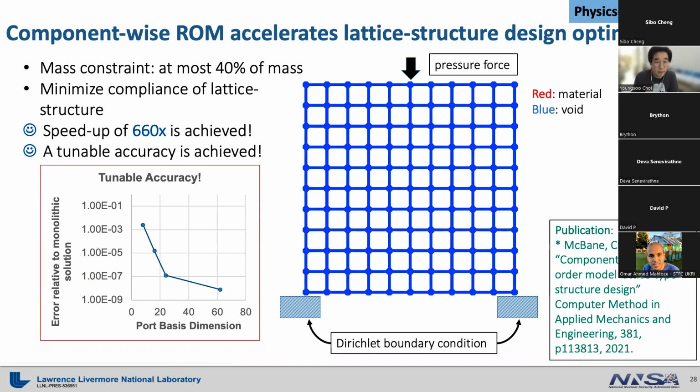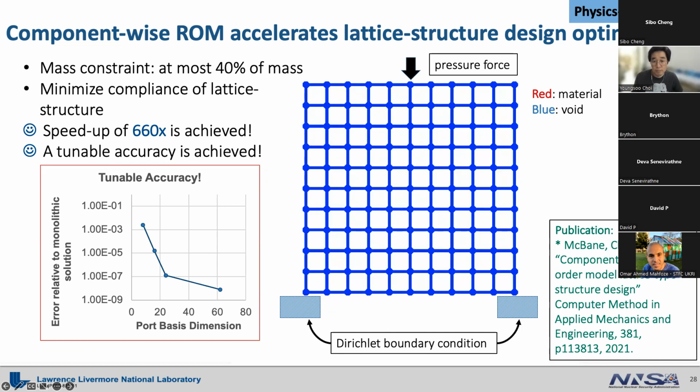For example, let's see. Hopefully the movie is playing. Okay, for example, here is a numerical demonstration for latent lattice structure design using component-wise reduced order model. Here we minimize the compliance, imposing a constraint of the mass being at most 40%. The downward pressure force is applied on the top, and on the bottom, the Dirichlet boundary condition is applied.